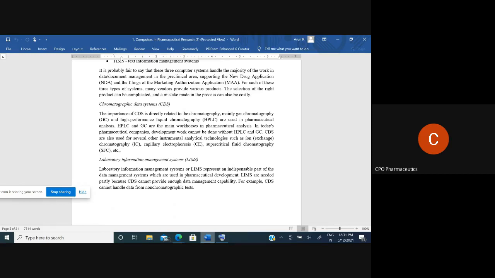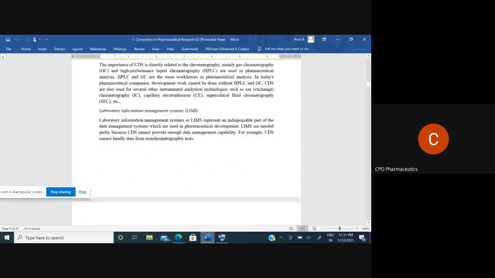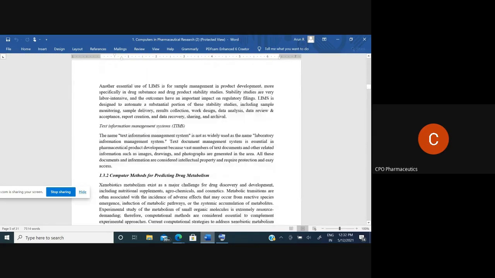The company will also have this kind of differential information. To manage it, companies will have one more software known as a laboratory information management system. Clear? And then a text information management system.